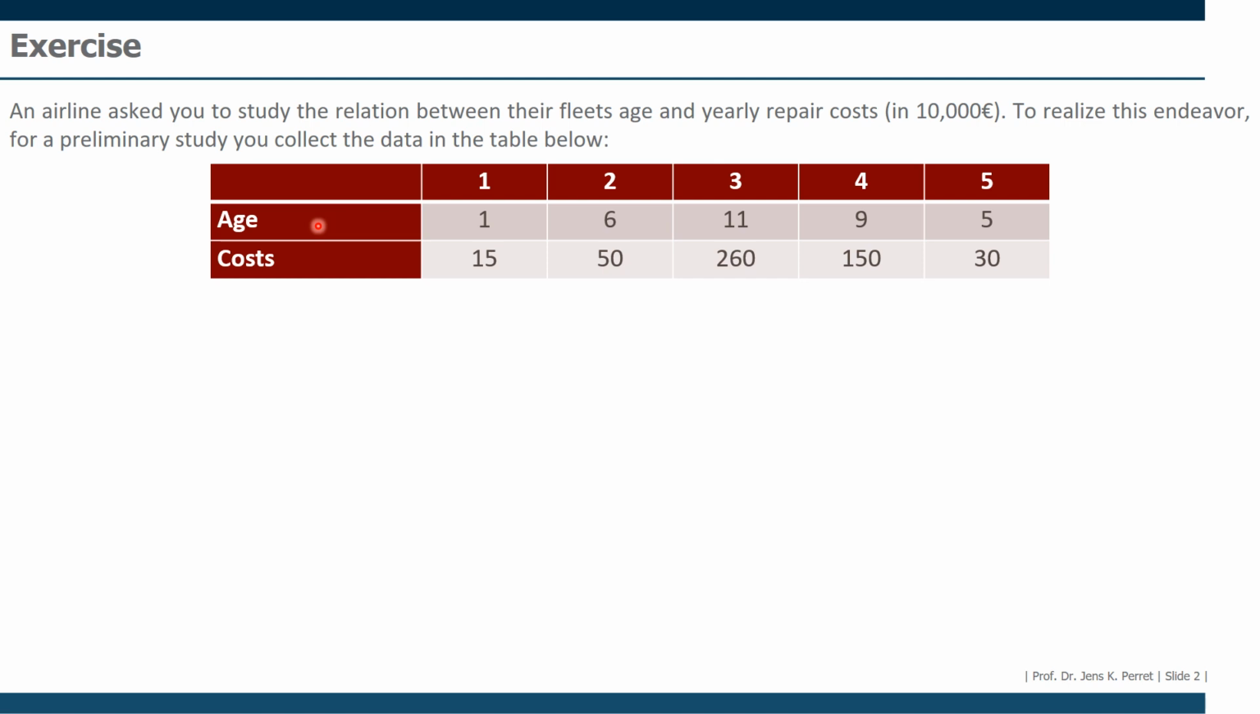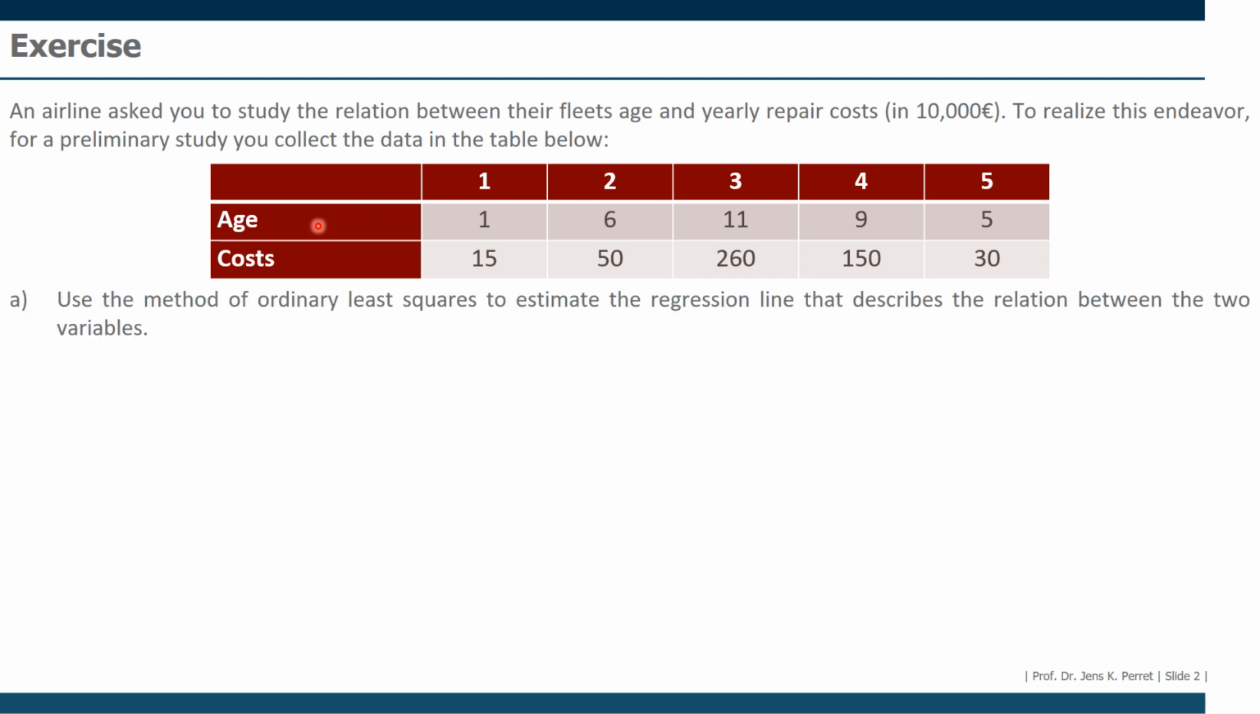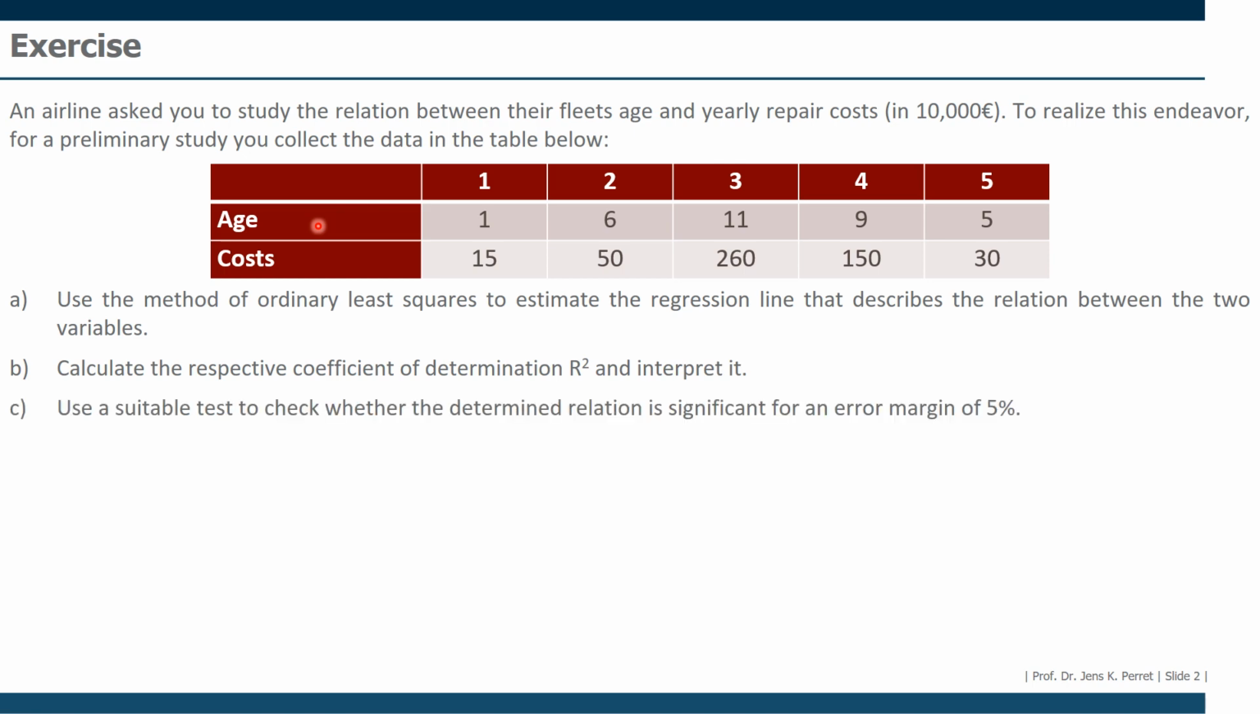Well, with this cleared, our first task is to use the method of ordinary least squares to estimate the regression line that describes the relation between the two variables. Second, calculate the respective coefficient of determination r squared and interpret it. Finally, third, use a suitable test to check whether the determined relation is significant for an error margin of 5%. Well, so let's start with the first part, with the regression line as such.